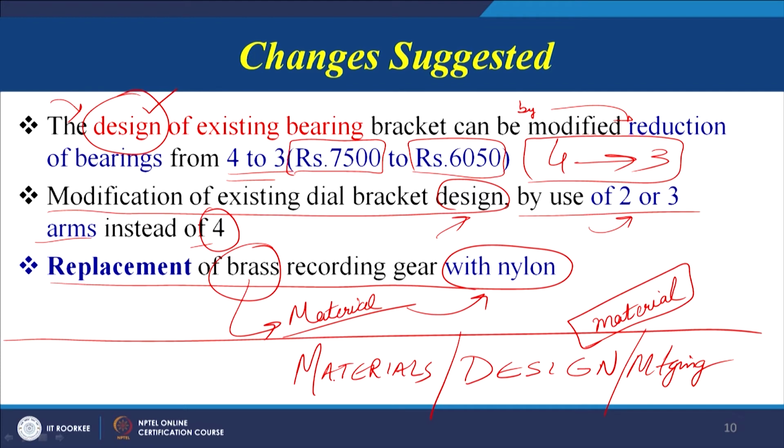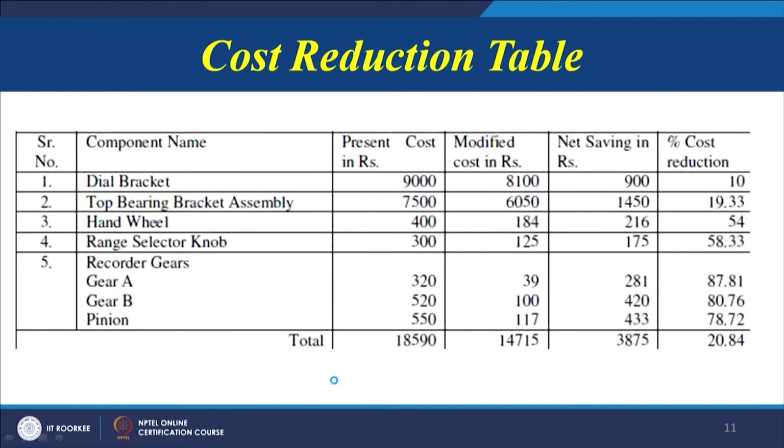So, a target has to be that we must focus on the materials, the processes, the design, so that we are able to achieve the desired function reliably at the minimum overall cost. Now, here we can see this is a summary. So, we have seen that in dial bracket the initial cost is rupees 9,000, modified cost is rupees 8,100.